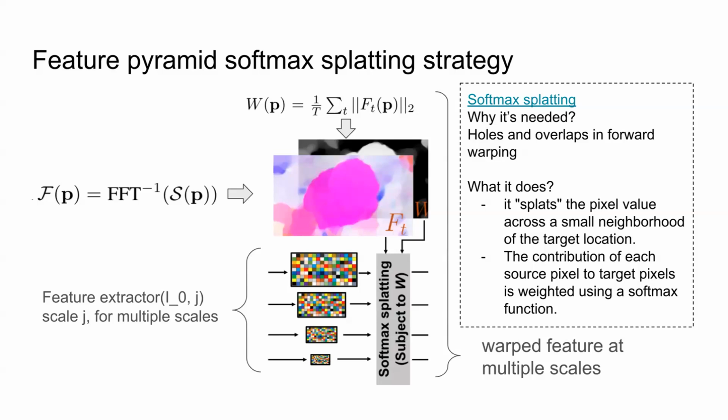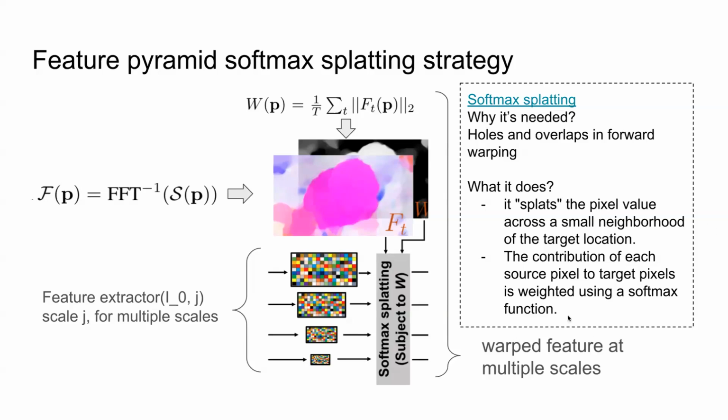What it does is splat the pixel value across the neighbors of the target location. All these contributions are aggregated together, weighted by the softmax function. So there wouldn't be a hole, and there wouldn't be weird overlaps. So it is a softmax, and it's not a trainable module.